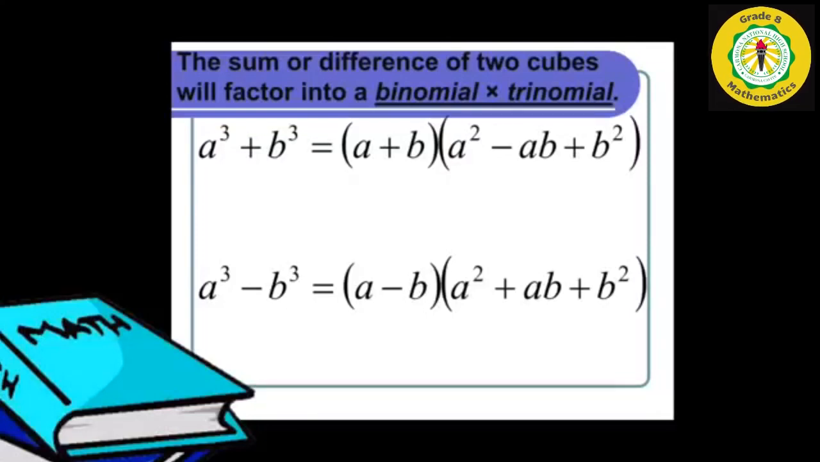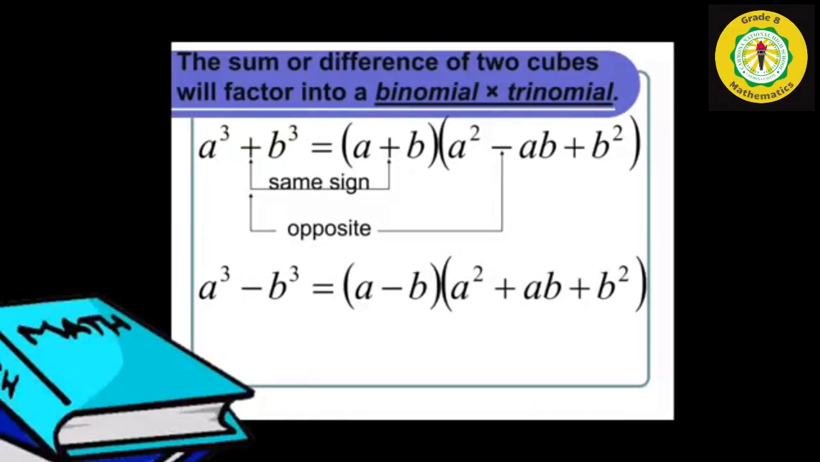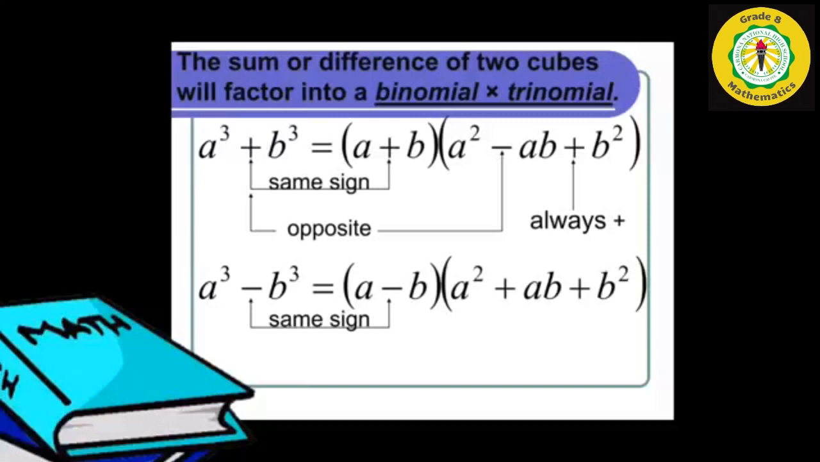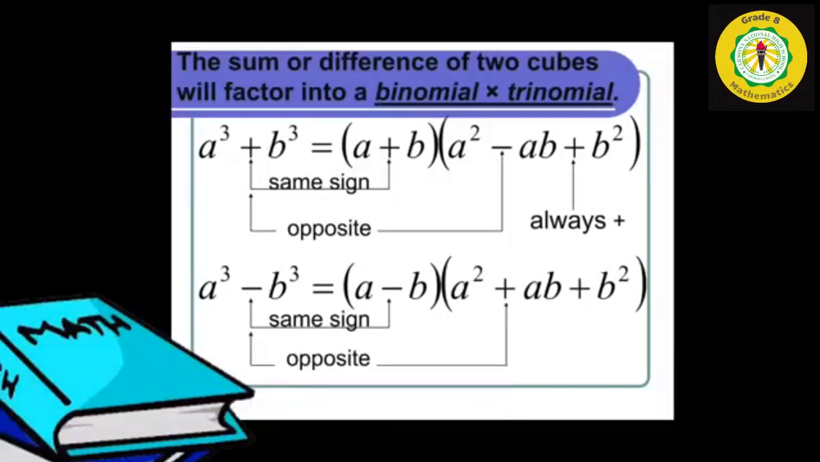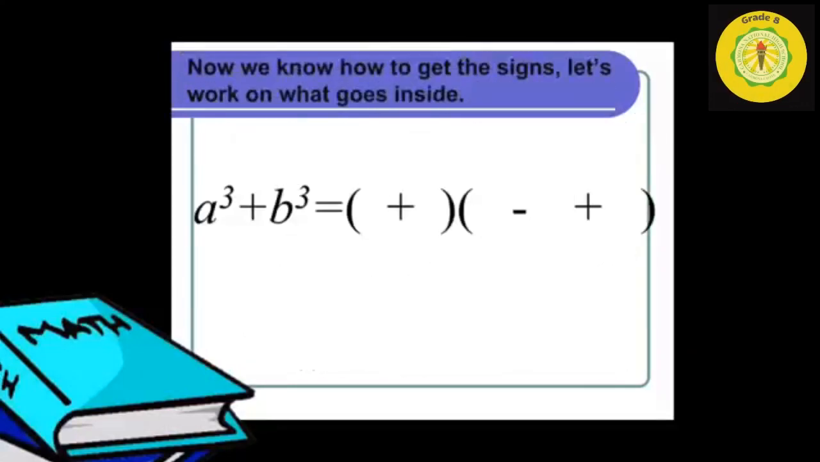It is equal to the quantity of a minus b times the quantity of a squared plus ab plus b squared. So we have here the same sign and the opposite sign, and the sign of the last term is always positive. The same with a cube minus b cube. We have here the same sign and the opposite sign, and always positive for the last term. Now we know how to get the signs. Let's work on what goes inside.